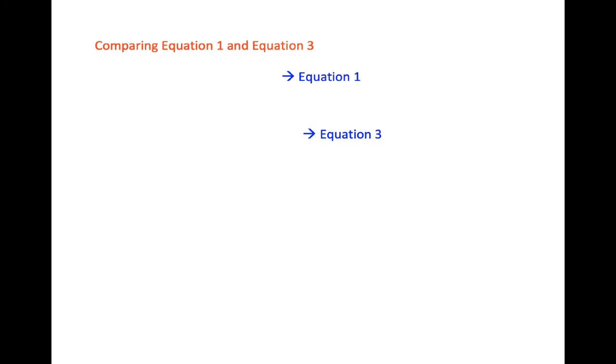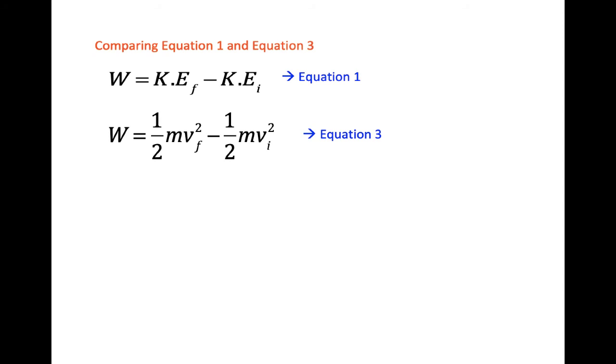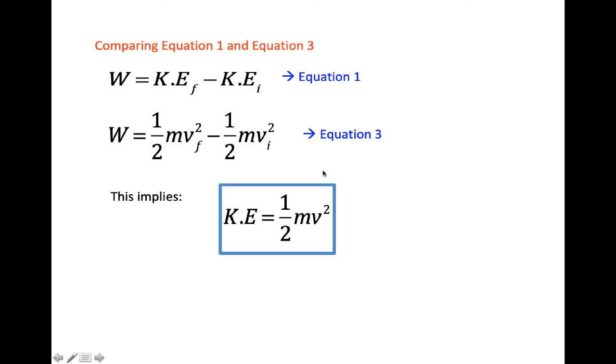Now let us compare equation 1 and equation 3. Equation 1 was this one: work done equals the final kinetic energy minus the initial kinetic energy, and work done equals half m Vf square minus half m Vi square. Because the left hand side of both these equations is the same, it means we can compare these two. And we started with an initial velocity of 0. The puck was at rest, so the kinetic energy was also 0. If we compare, then we can say that kinetic energy has the formula of half m v square. So we have derived the equation for kinetic energy.